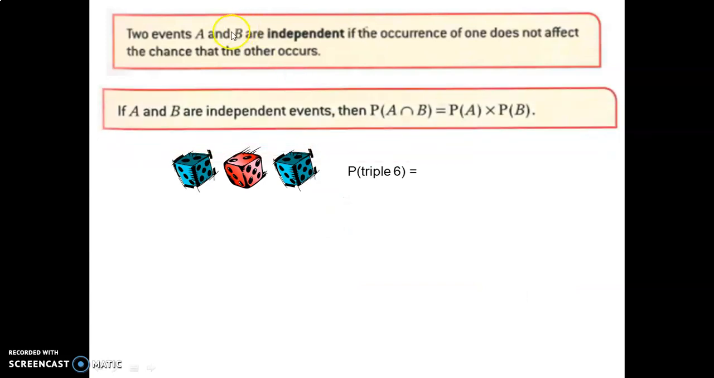Independent events are events where the occurrence of one does not affect the other. And the formula for that was this: probability of A and B equals probability of A times probability of B. So notice for independent events there is an intersection, and the intersection is found by multiplying the other two probabilities. Just to recap, that formula just means you multiply the probabilities. For example, rolling a 6 three times, you multiply the probability of rolling a 6 three times.